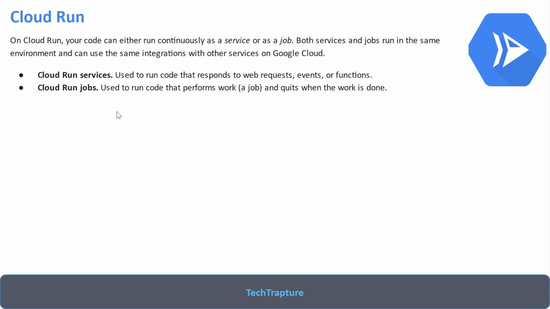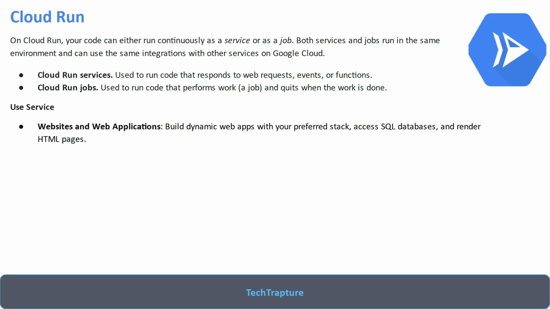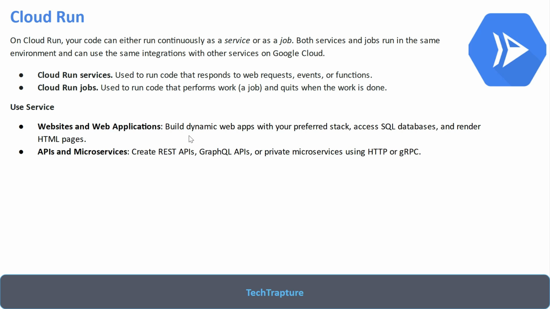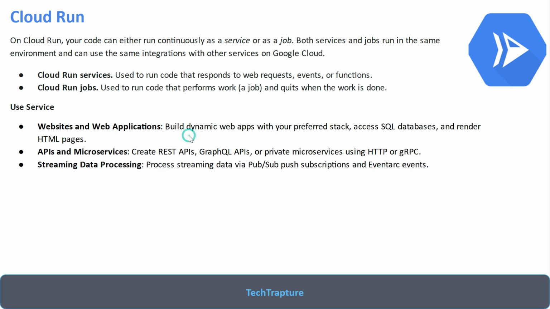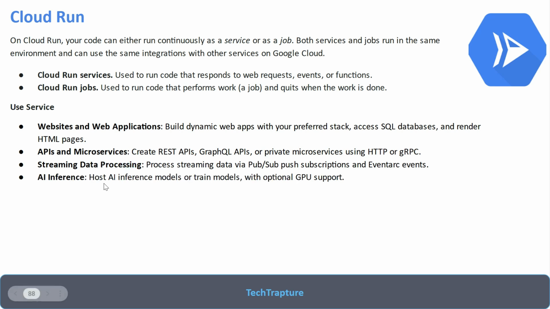Now again, when should we use a Cloud Run service? When we have a website and application, when we have APIs and microservices, or streaming kind of data processing where we need an HTTP service running all the time, then we can use an HTTP endpoint with a Cloud Run service. And if we have an AI interface for models, in that case also we can use a service.